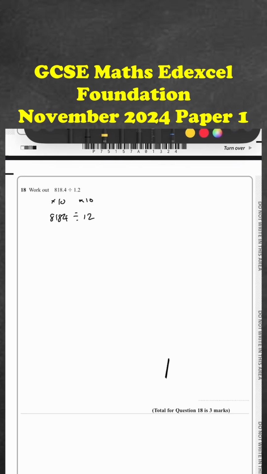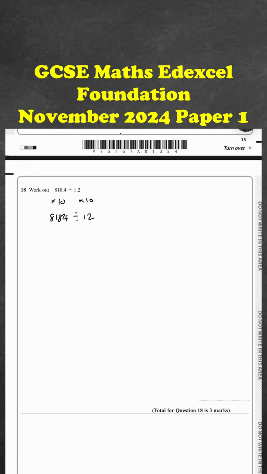So what I'd start by doing here is timesing both of these by 10 so that we get rid of the decimals straight away. So we get 8184 divided by 12. So that's the same as 818.4 divided by 1.2. How I would do this without a calculator is I would say 12 times 100 is 1200. So if I just keep multiplying 1200 by adding extra 1200s until I get close to 8184.